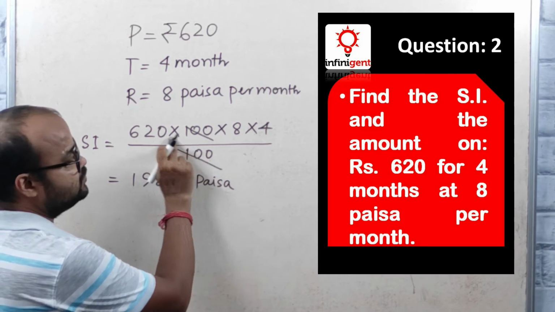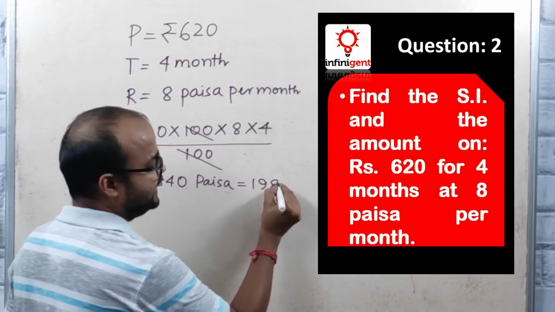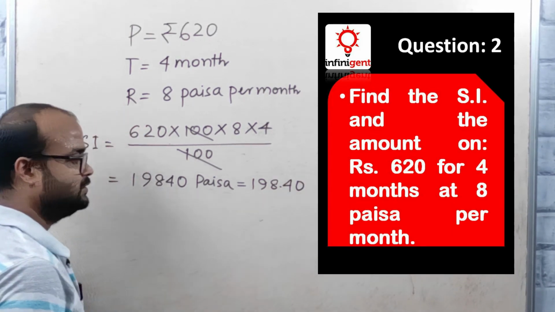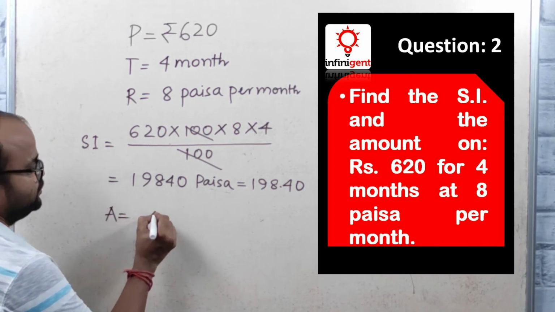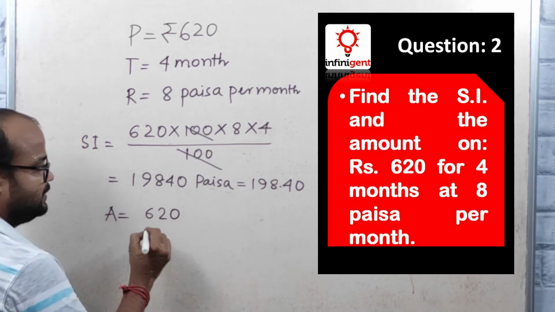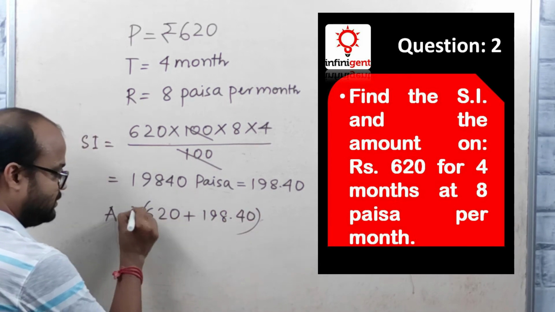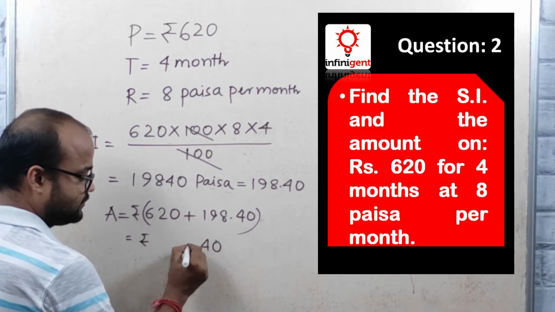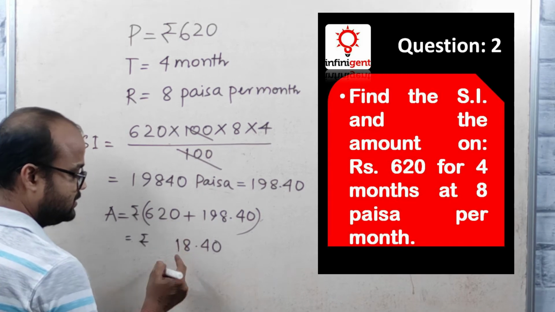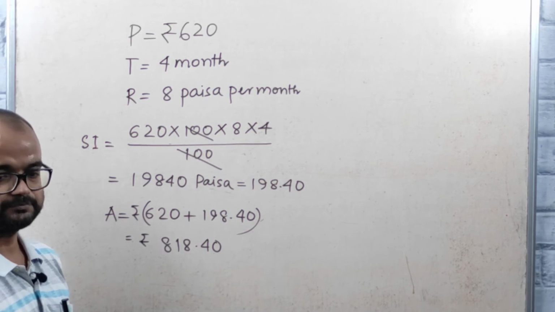Now because we converted this rupees into paisa, your answer will be in paisa. Now convert this into rupees, so 198.40. So this is the simple interest, and amount will be equal to rupees 620 plus 198.40. So amount will be rupees, if you add, you will get 818.40. Let us take our third problem.